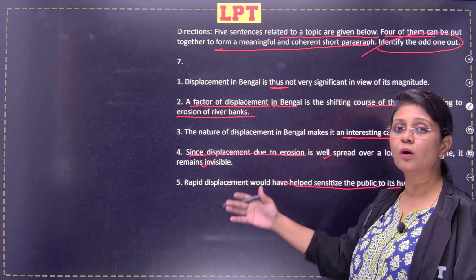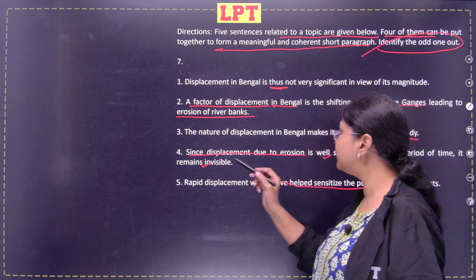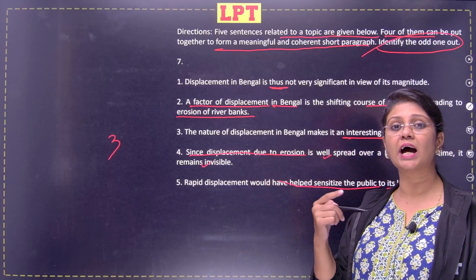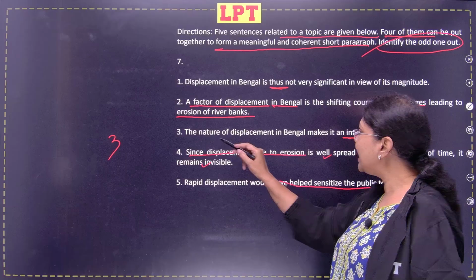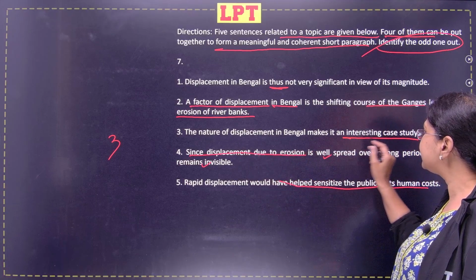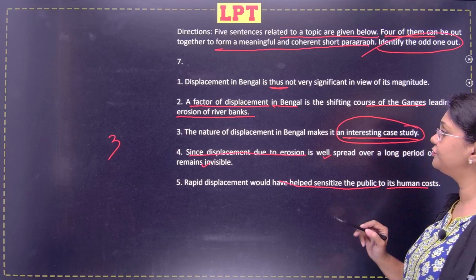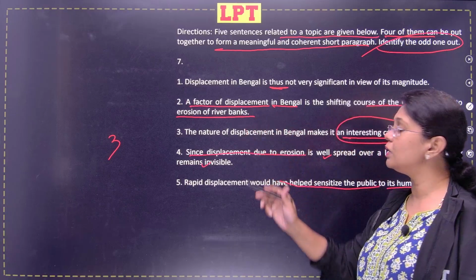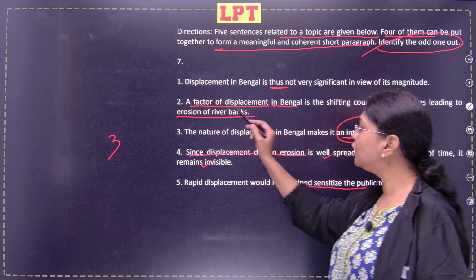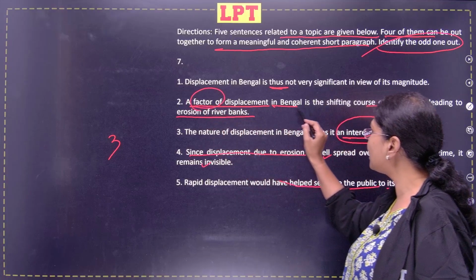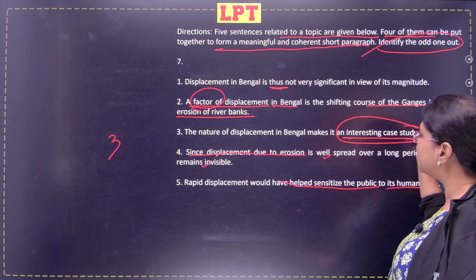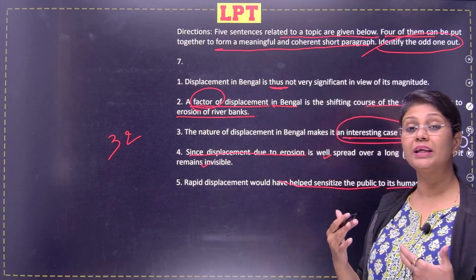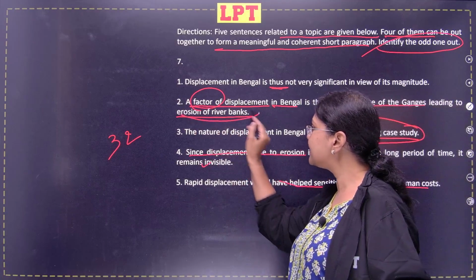Now, if you compare all of these 5 choices, I'm sure you understand that we'll start with 3 because it introduces the idea to be discussed. It says the nature of displacement in Bengal makes it an interesting case study. So, third comes first. Then you have a factor of displacement in Bengal. So you talked about the case study. Then you are talking about the factor of displacement in Bengal, that is the shifting course of Ganga leading to erosion of river banks. So 2 comes here. It talks about erosion of river banks. All right, this has been mentioned here.